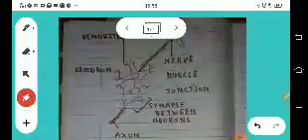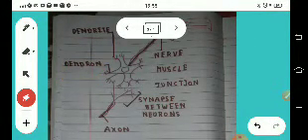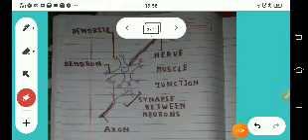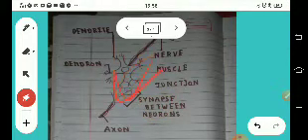neuron lies very close to the dendrite of another neuron. So this is about synapse. You can see over here, synapse between neurons. This synapse only helps in the communication between two neurons.